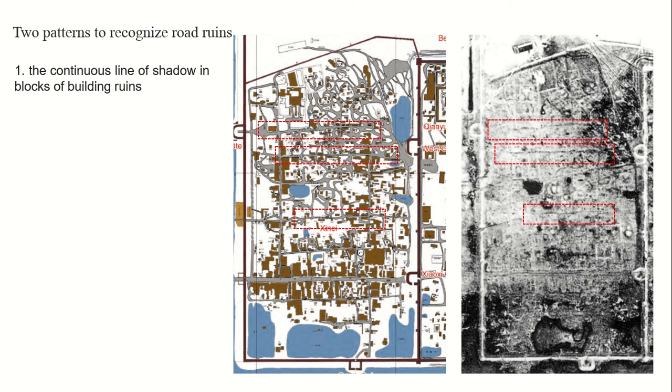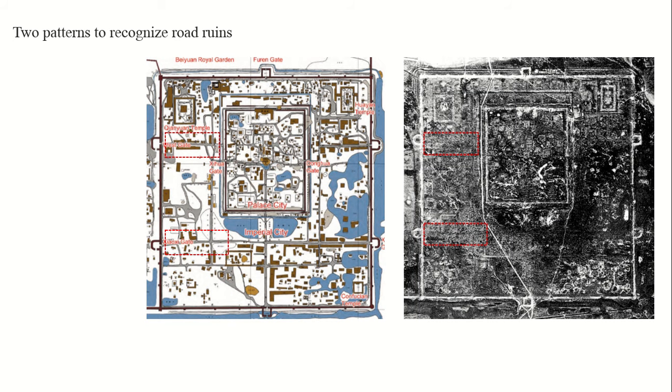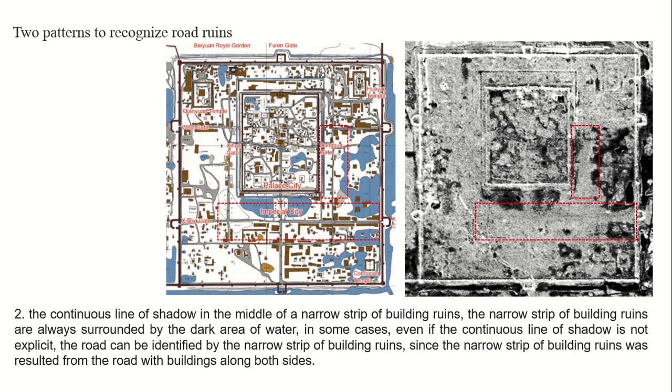Through the series of comparisons above between aerial photos or satellite images and archaeological excavation drawings, we can conclude two patterns to recognize the road ruins in aerial photos or satellite images. One is a continuous line of shadow in blocks of building ruins. The other one is a continuous line of shadow in the middle of a narrow strip of building ruins. The narrow strip of building ruins are always surrounded by the dark area of water.